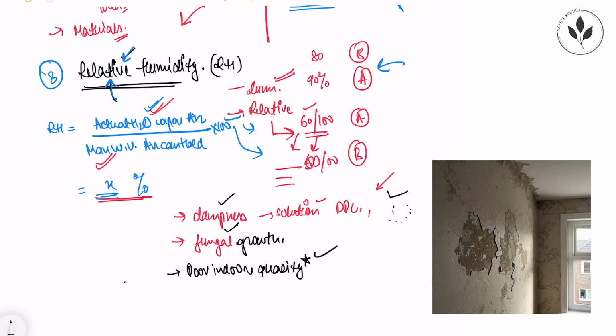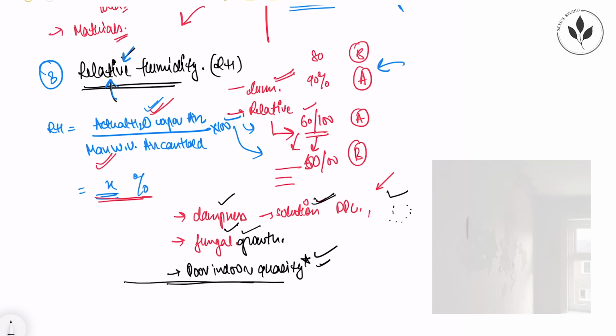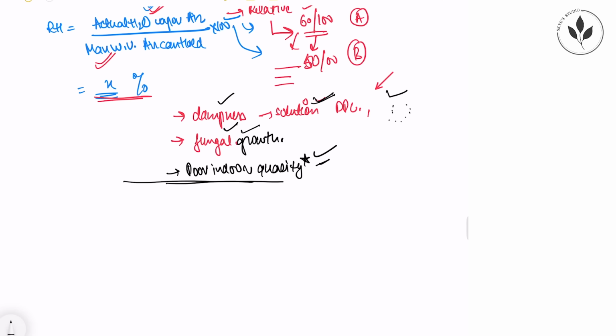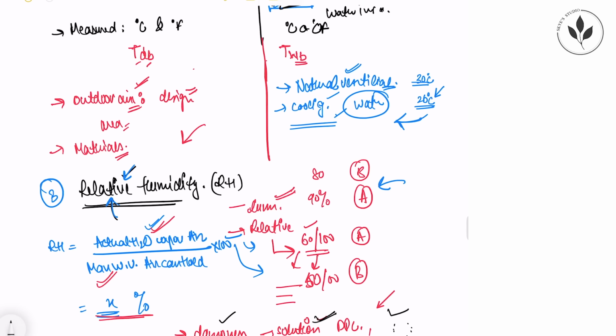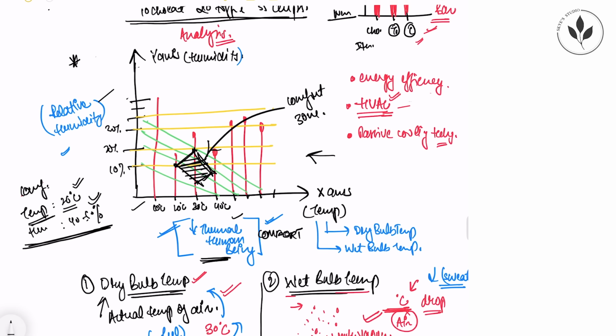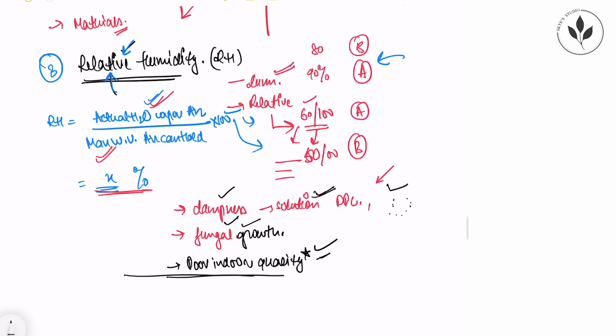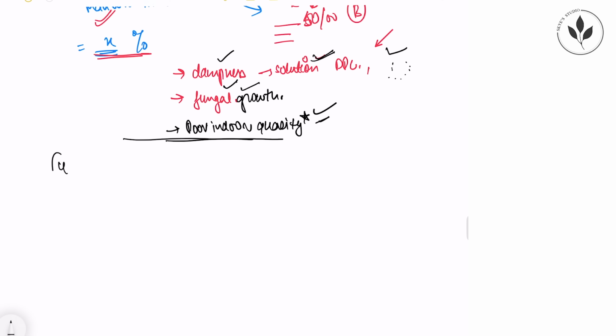So the areas which have more humidity, we need to come up with certain solutions that can deal with dampness, fungal growth, and poor indoor quality. So yeah, these are the three values that are used in the psychrometric chart. Other than these three values, we have two more terms that you should know, and one of them is dew point temperature.